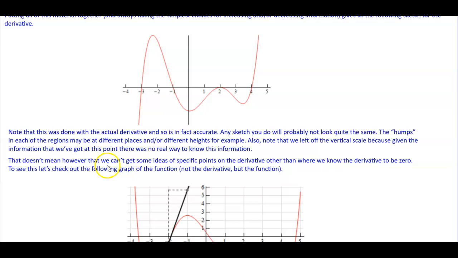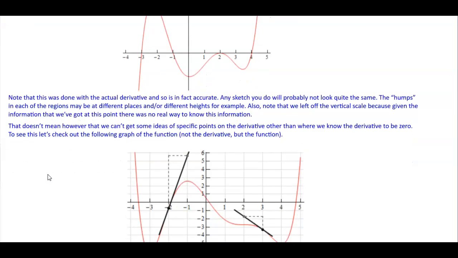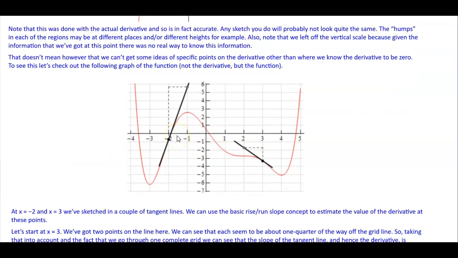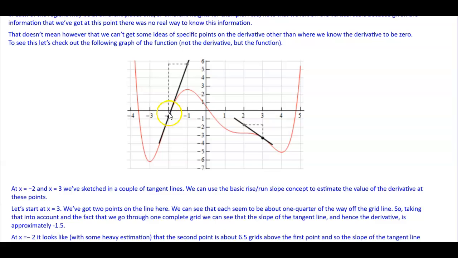Now, that doesn't mean, however, that we can't get some ideas of specific points on a derivative other than where we know the derivative to be 0. To see this, let's check out the following graph of the function. Not the derivative, but the actual function. So this was our first graph. Okay, so let's take a look here at -2 and 3. So at x equals -2 and x equals 3, we've sketched in a couple of tangent lines. Now, we can use the basic rise, run, slope concept to estimate the value of the derivative at these points.